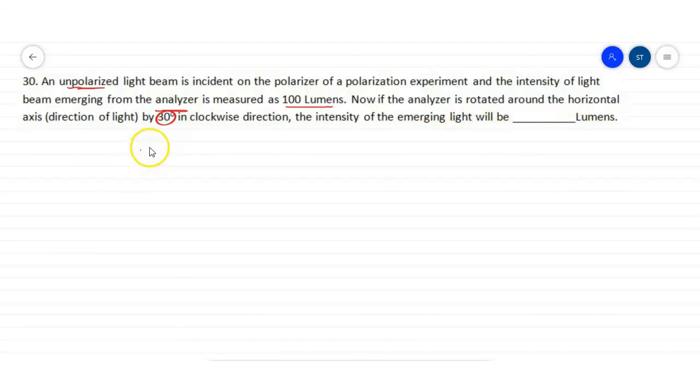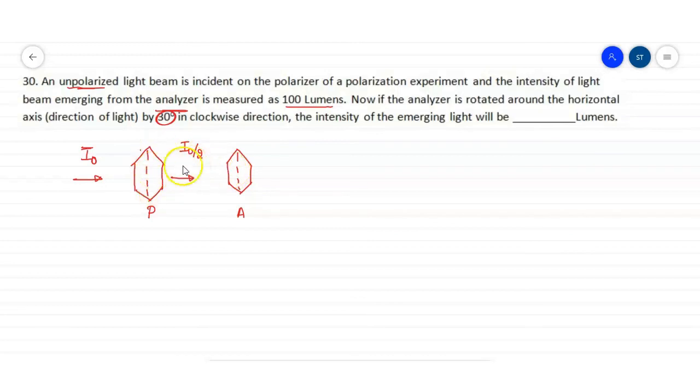So here in a polarizing experiment, we know that there will be two polarizers, one polarizer and one analyzer. Let us name it as P and A. Initially, axes of polarizer and analyzer are parallel to each other. Now an unpolarized light is incident on the polarizer. When an unpolarized light is incident on polarizer, it will get polarized and its intensity will become half. So let us assume that the initial intensity of unpolarized light is I0. So the intensity after passing through polarizer will be I0 by 2.